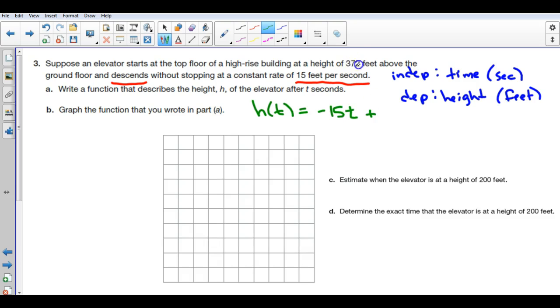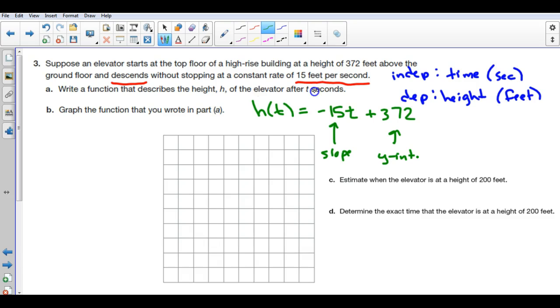Plus, we had an original or an initial height when time was 0. So before the elevator started dropping, we were 372 feet above the ground floor. So that would be our y-intercept here, and I'm just going to copy that down as well. This is our y-intercept, and the negative 15 would represent our slope. So notice we are in slope-intercept form of y equals mx plus b. So we have our function.